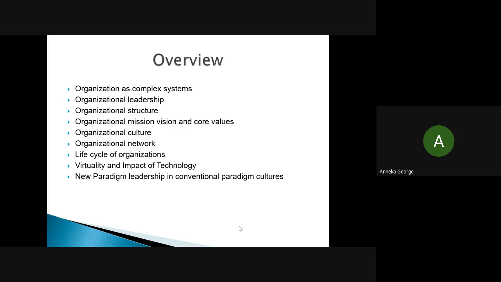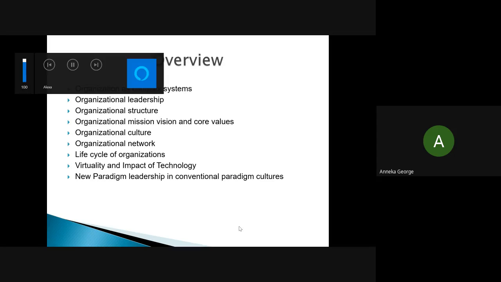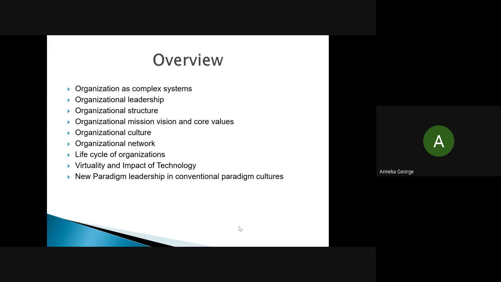The topics to be presented are organization as a complex system, organizational leadership, organizational structure, mission, vision, and core values, culture, organizational networks, life cycle of the organization, virtuality and impact of technology, and the new paradigm leadership in conventional paradigm cultures.